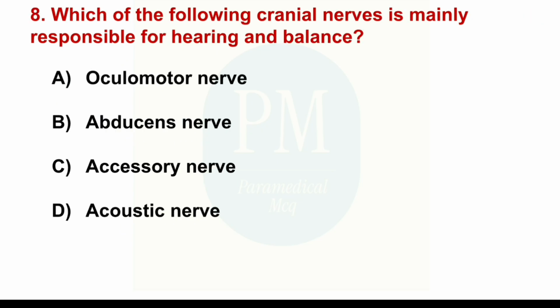Which of the following cranial nerves is mainly responsible for hearing and balance? Option A. Oculomotor nerve. Option B. Abducens nerve. Option C. Accessory nerve. Option D. Acoustic nerve. The correct option is option D. Acoustic nerve.